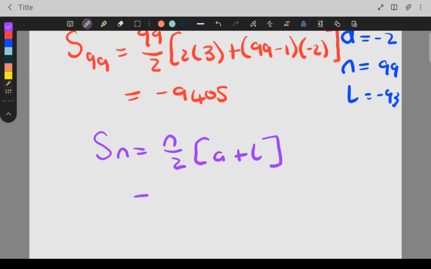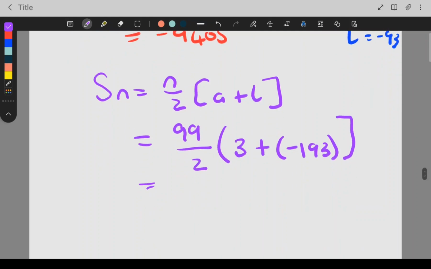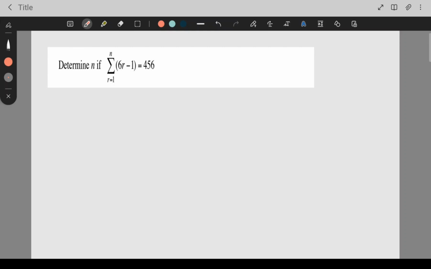It's this one. So N is 99 over 2. A is 3. The last term is -193. Close. All on your calculator, and you get the same. Now let's look at the next kind of example.